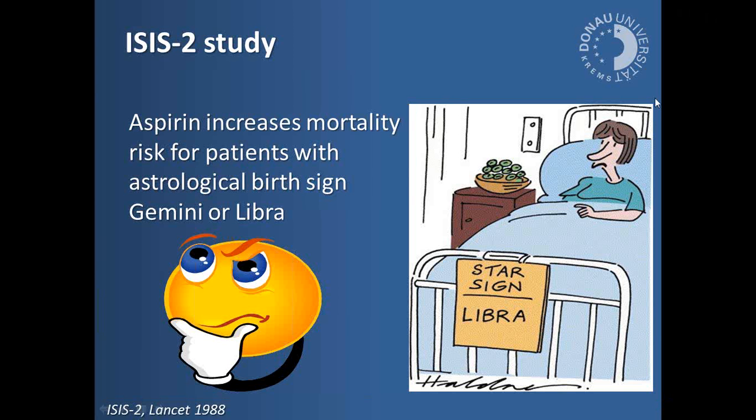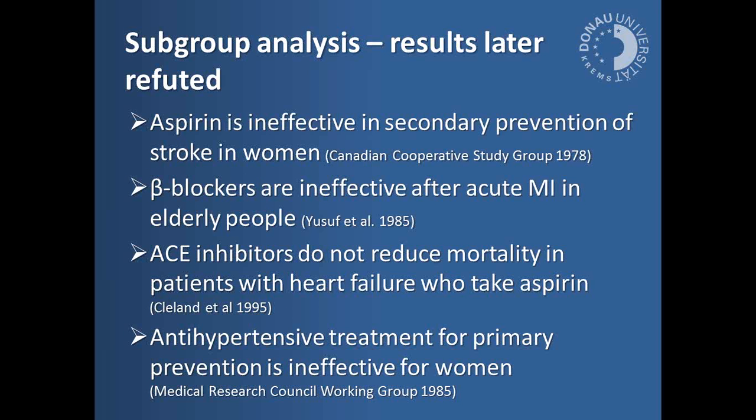With this example, we see that it's important to be very skeptical if we do a lot of testing. These are other examples of subgroup analyses where the results were refuted later, like aspirin being ineffective in the secondary prevention of stroke in women, or beta blockers being ineffective after acute myocardial infarction in elderly people, and there are a lot of other examples.